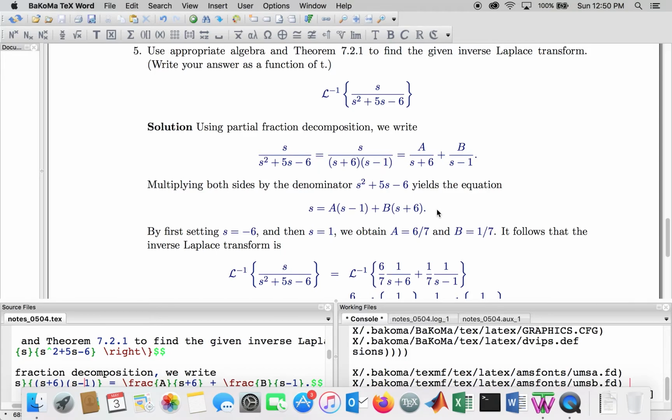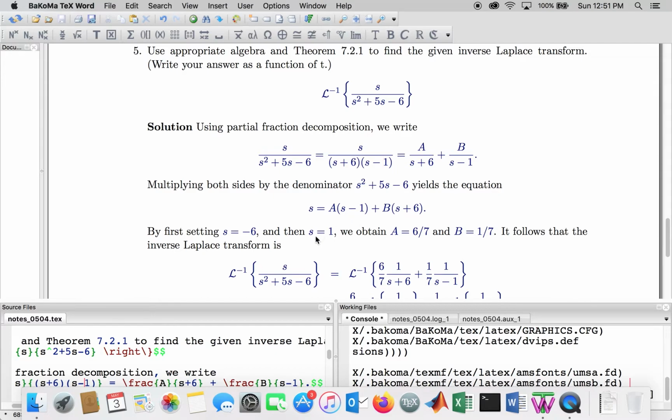But you might as well choose the ones that are most convenient. S equals 1 to make this factor 0, and s equals minus 6 to make this factor 0. So if you substitute these two s values, for example, if I substitute s equals minus 6, then this term will go away, and I'll have minus 6 on the left side, and then I'll have a times minus 7 on the right side. So then I just divide, and I get 6/7 for a.